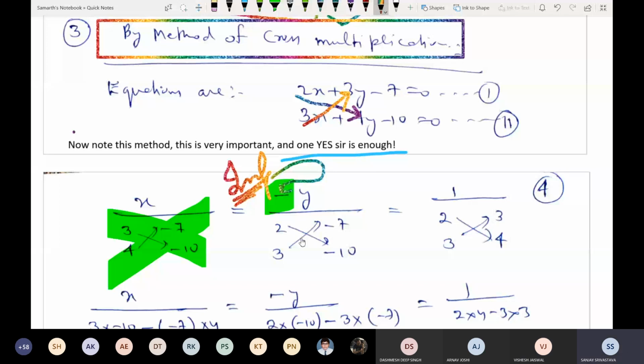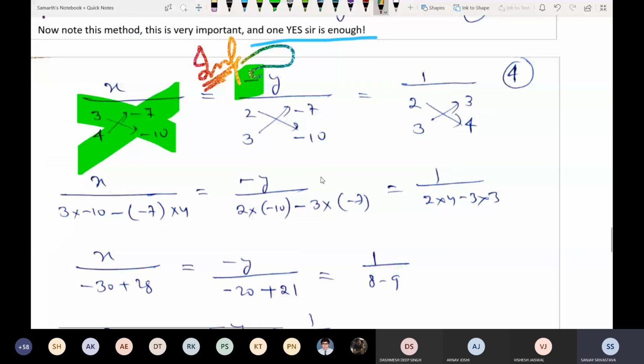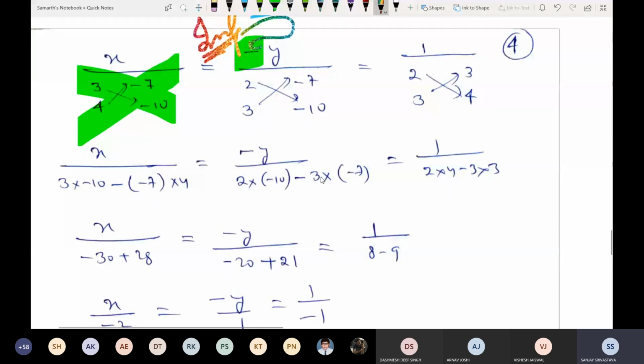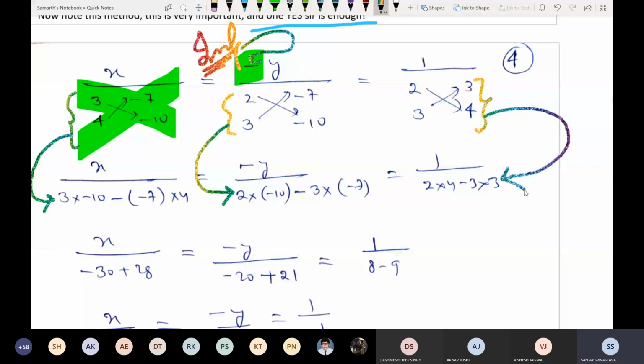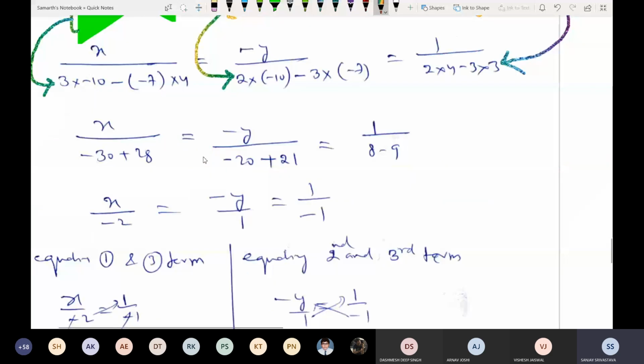Okay. So after this, when you write in this manner, you will get x upon, when you do the cross multiplication, 3 into minus 10 minus 7 into 4, is equal to minus y upon 2 into minus 10 minus 3 into 7, that is 3 into minus 7, is equal to 1 upon 2 into 4 minus 3 into 3. So when you proceed in this manner, you will get x upon minus 30 plus 28 is equal to minus y upon minus 20 plus 21 is equal to 1 upon 8 minus 9.